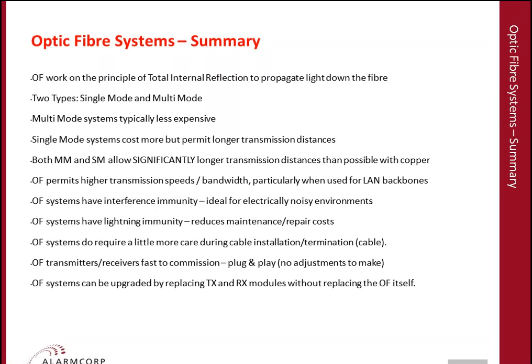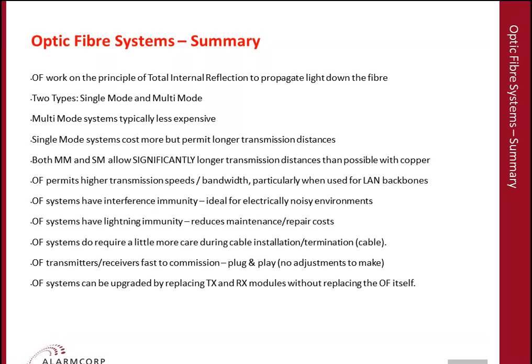Interference immunity is ideal for electrically noisy environments, whereas lightning immunity can significantly reduce system maintenance and repair costs. However, optic fiber systems do require a little more care during cable installation and termination, particularly with the optic fiber cable. However, optic fiber systems are very fast to commission. They are literally plug and play. There are no adjustments to make. Plug in the BNC, plug in the cable, apply power, it will work.